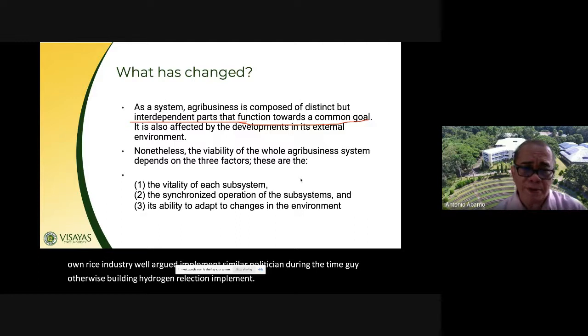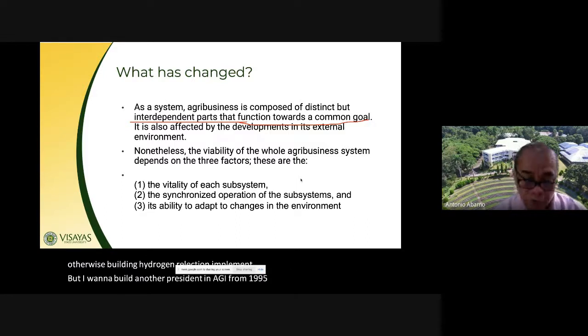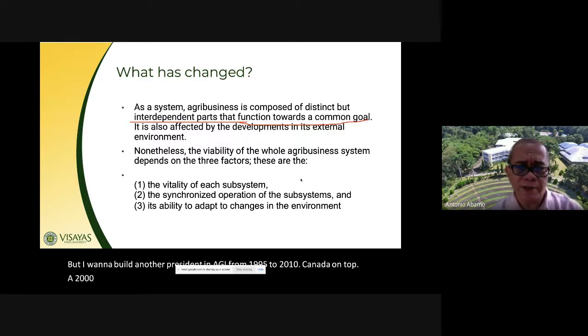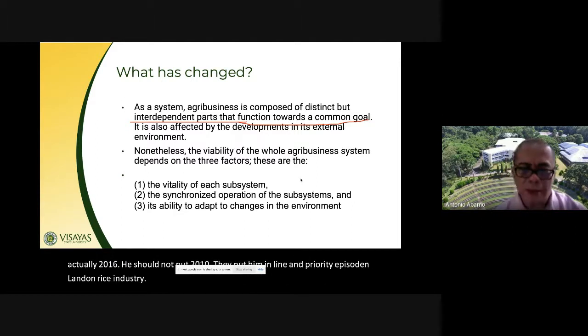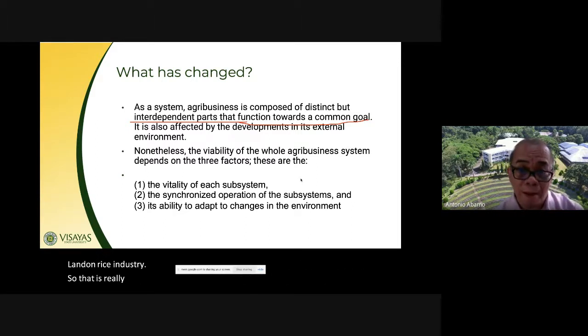Panahon mo pila na nakapresidente ning agi from 1995 up to 2010. Kana na unta. Pag 2010, di kayo ma-implement kay daghan pag inefficiency sa rice industry. 2016, na yun na. Actually, 2016, kahing sunod po 2010, di mo implement. Lain ang priority. Ipasagdan lang ang rice industry. So that is really, ano na, walay hangki-pangki decision ang kuang karon. Ang law na to, ang kuang karon, ang incumbent administration, implement.